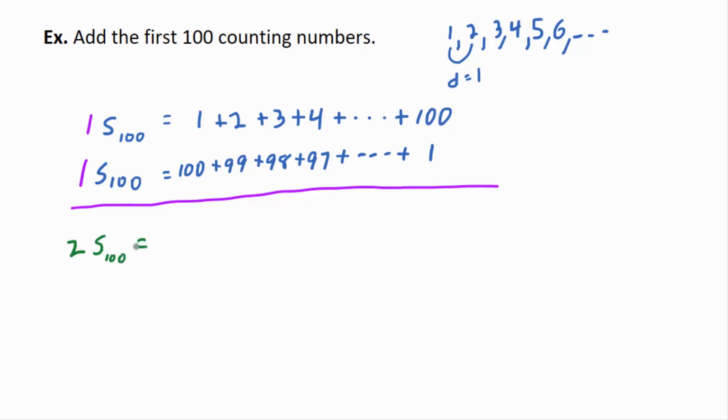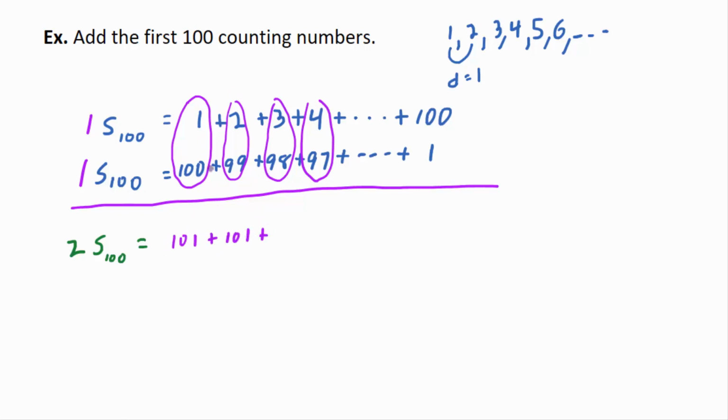Now I want to add vertically throughout. So if I notice what happens. If I add vertically to each of these terms, what do I get? Every single time I get 101, right? So 100 plus 1 is 101. 99 plus 2 is 101. 98 plus 3 is 101. Every single time I get the same number, 101. Even on the very last one.